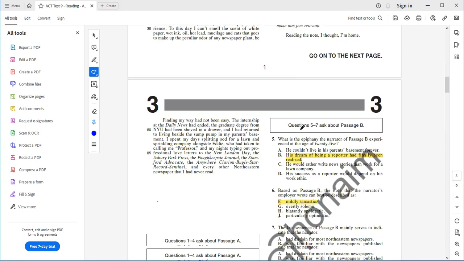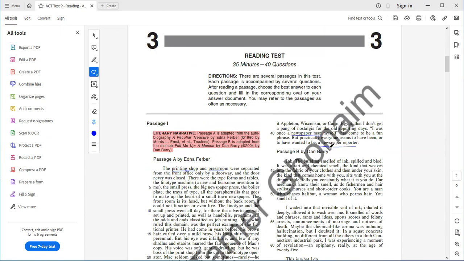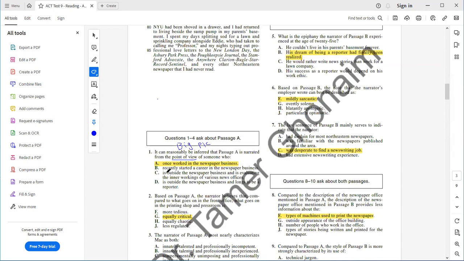I think it's easy right now to tell the point of view of what? Let's read, please. Once worked in the newspaper business. In the last sentence, he said, I was once a newspaper man. I was once a newspaper man. It can be. Look at B. Recently started a career in the newspaper business? He said, I was once. So how recently? Is outside the newspaper business and is evaluating the inner workings of various news offices? No, actually, he was inside and he was a newspaper reporter. Is outside the newspaper business and longs to be a reporter? No, he said he was once a reporter. So the answer is easy when we are dealing with it like that.